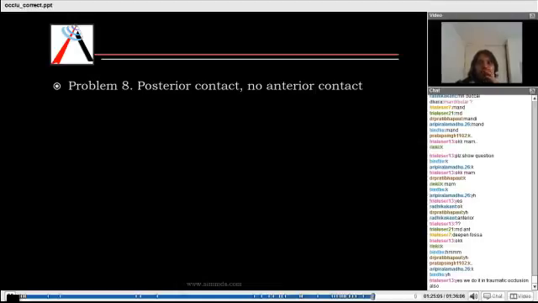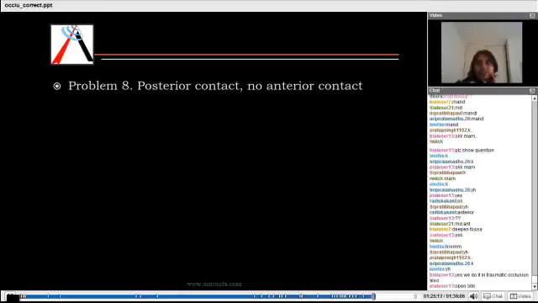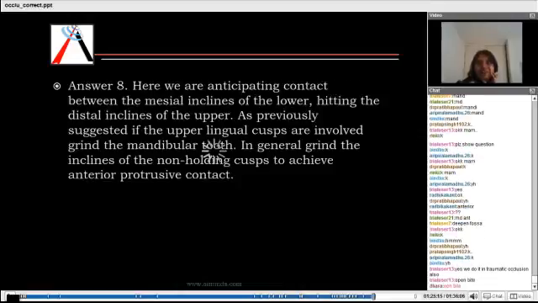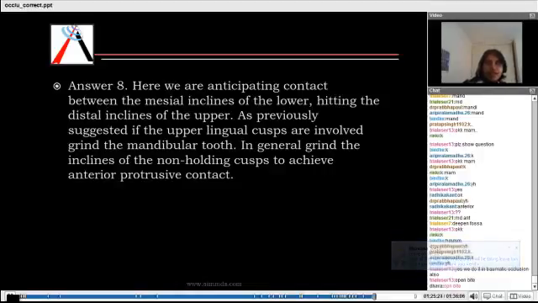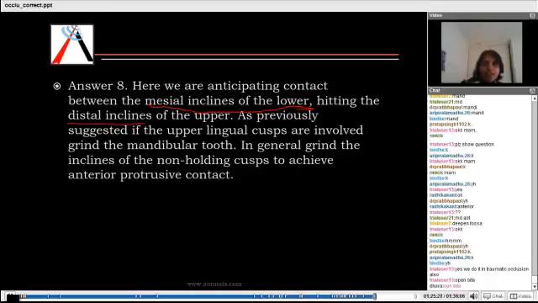Posterior contact, no anterior contact. What are you going to do? What do you mean when you have posterior contact and no anterior contact? That means it's high in? Yeah, I know it's open wide. Basically, what we are expecting here is, see here, we are expecting the contact between the mesial inclines of the lower hitting the distal inclines of the upper. Let's just draw it, okay?